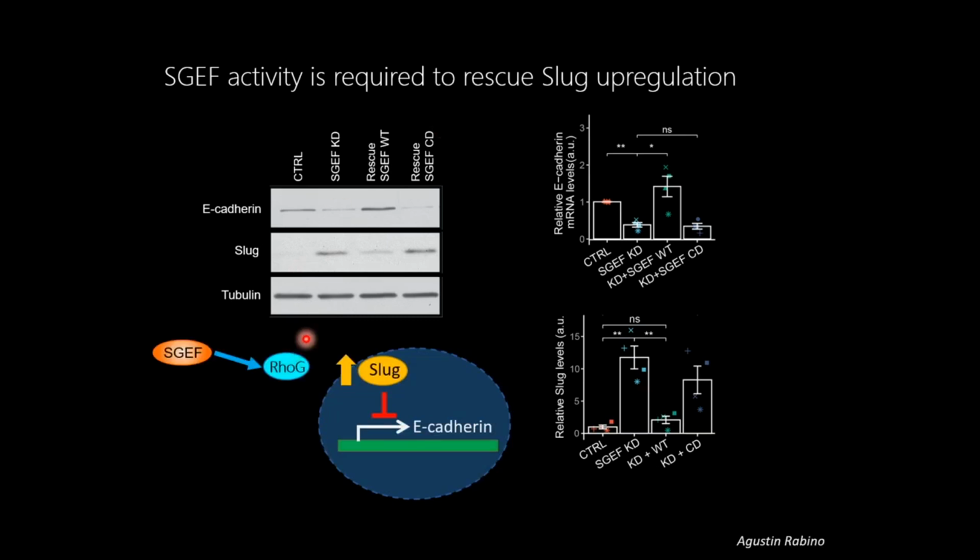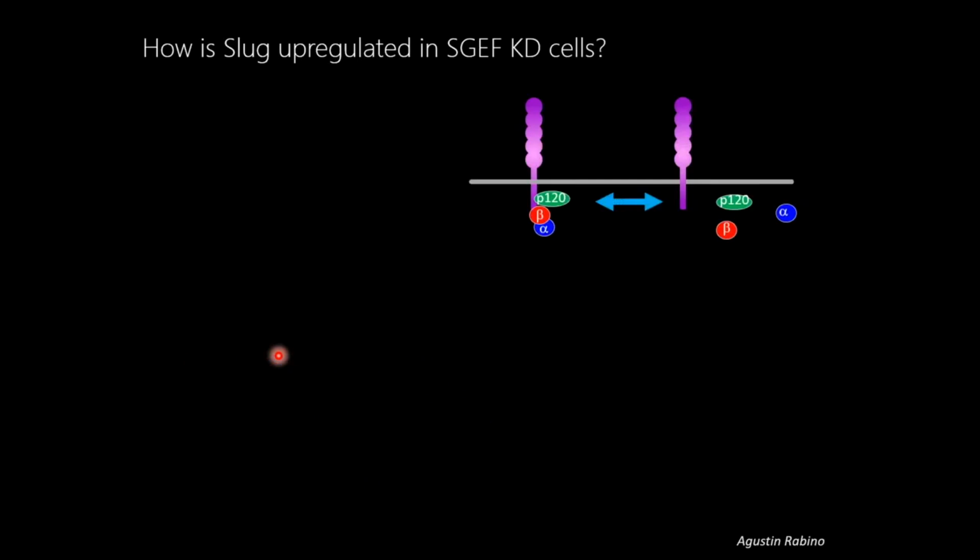And presumably the activation of RhoG. All right, so how is SLUG upregulated? I'm going sort of up and up, trying to connect E-cadherin and SGEF to the transcription regulation of E-cadherin. One of the things that I did not mention in the introduction is that E-cadherin at the membrane typically exists as a complex between E-cadherin and the catenin proteins, mostly alpha- and beta-catenin and p120-catenin, which associate to the tail of E-cadherin, stabilize this complex, and connect it to the actin cytoskeleton.